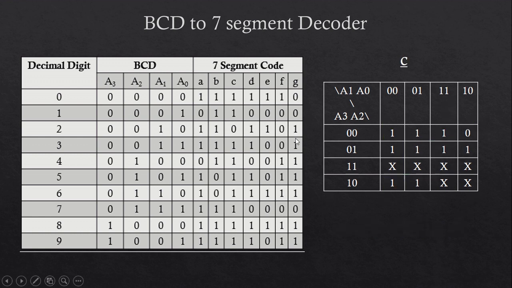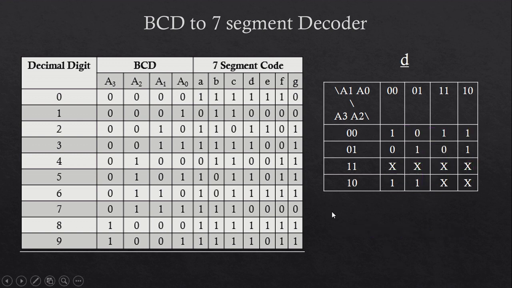For C, we have 1 1 0 1, 1 1 1 1, 1 1. We perform this grouping and obtain the expression C equals A1 bar or A0 or A2 or A3.